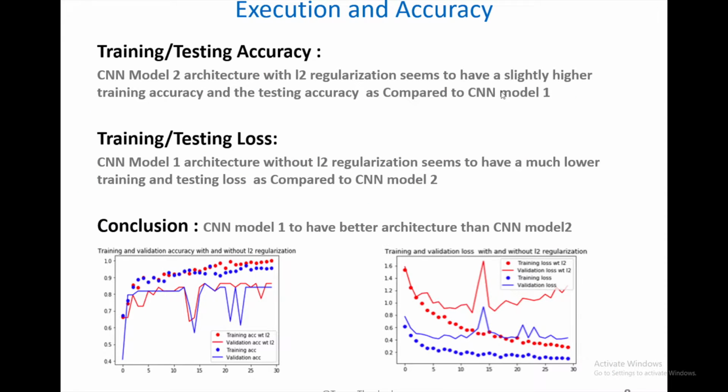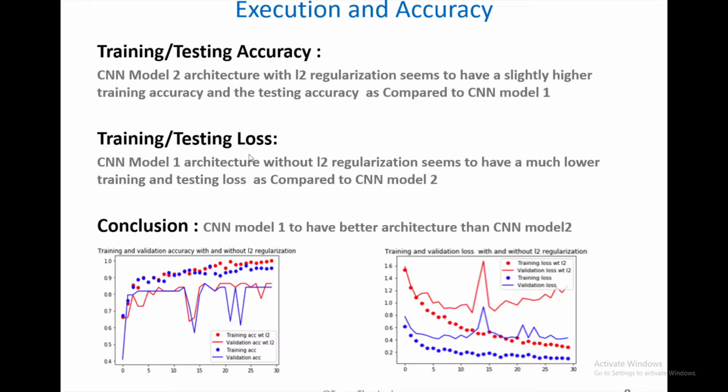Execution and accuracy. The data was run for 30 epochs, and we trace the images. The image below shows the accuracy and loss for the two networks. We can see that the convolution neural network for Model 2 architecture with L2 regularization seems to have a slightly higher training accuracy and testing accuracy as compared to the convolution neural network for Model 1.